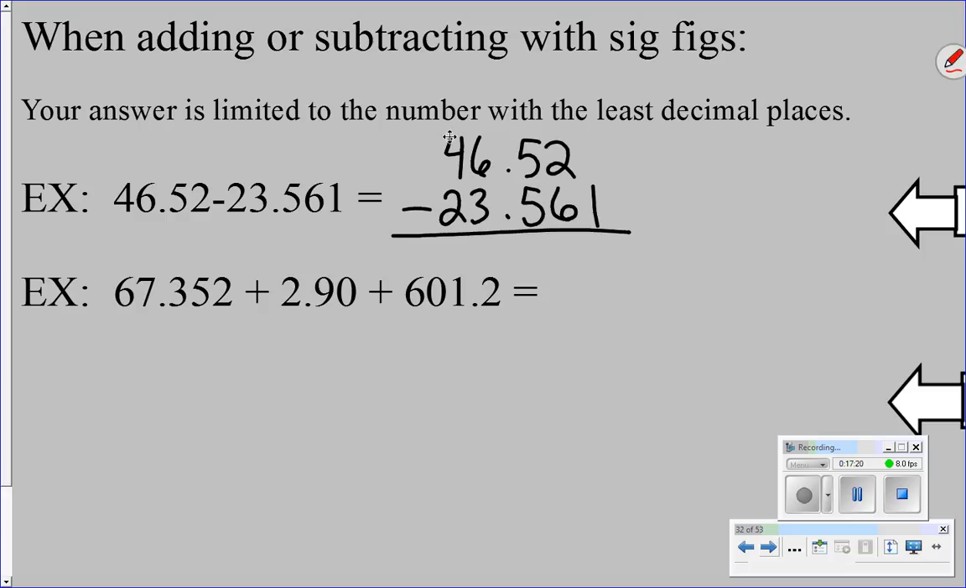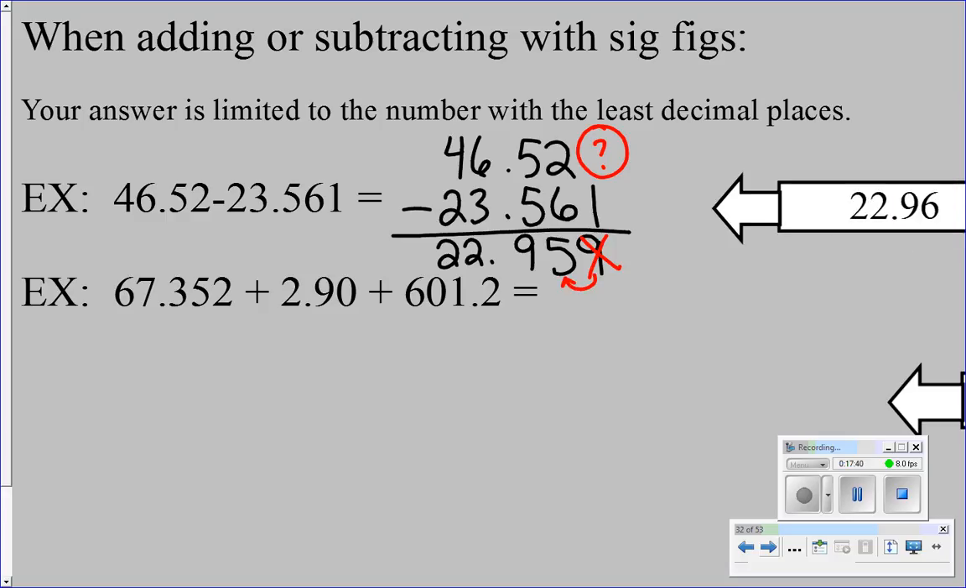What we run into is that this little space right here is our big fat question mark. So we don't really know for sure that that's definitely a 1. So when you calculate this, you get 22.959. We can't actually be completely sure that this is a 9. It's going to cause us to round that guy up right there and get 22.96.